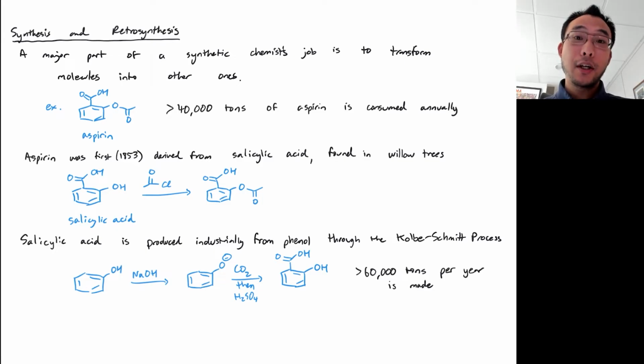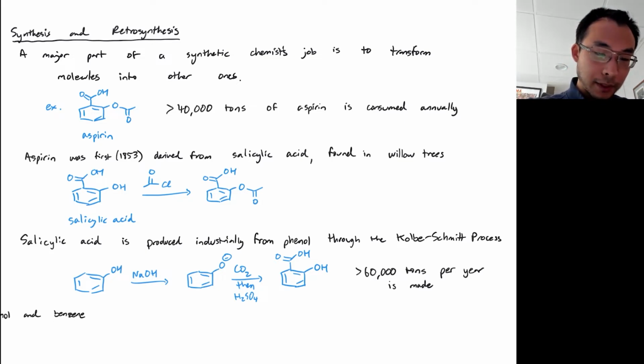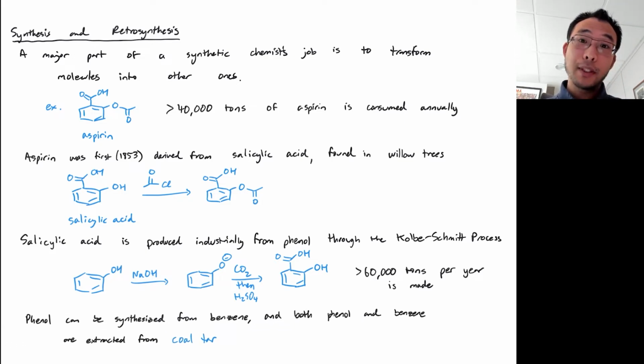And you can see where this is going, but naturally the question should be, where does the phenol come from? And the answer to that is a little bit simpler. Phenol can be synthesized from benzene, and it also can just be harvested from the earth. And actually it turns out that both phenol and benzene are extracted from coal tar.